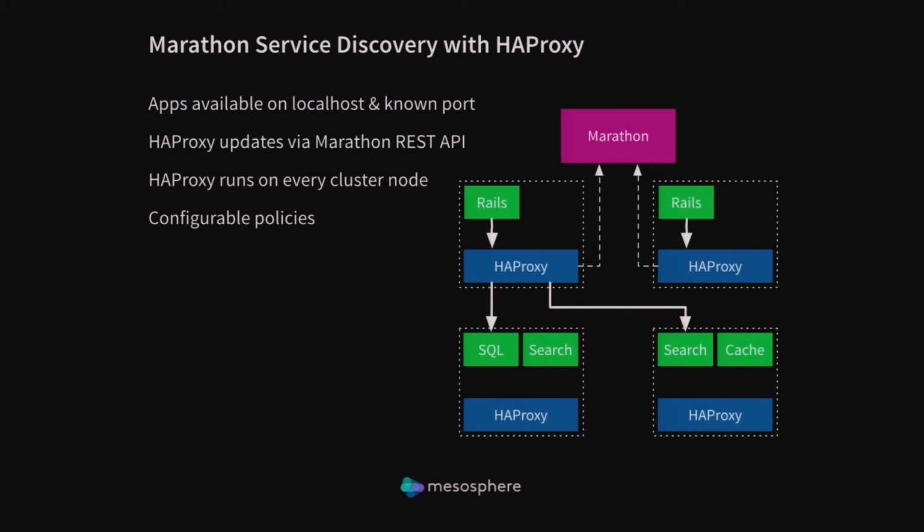HAProxy updates its configuration via the Marathon REST API. So at certain intervals, it'll just poll Marathon for the list of all the hosts and ports of application A. And then it'll update its configuration. HAProxy can reload its configuration without killing any connections. So it's very, very transparent.